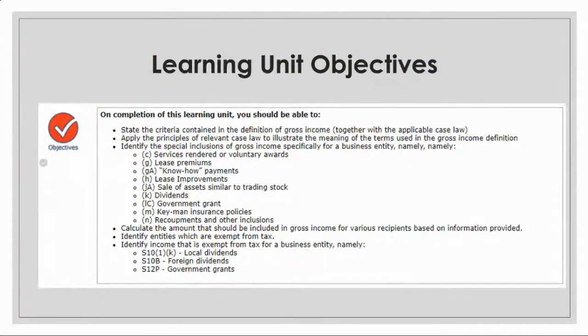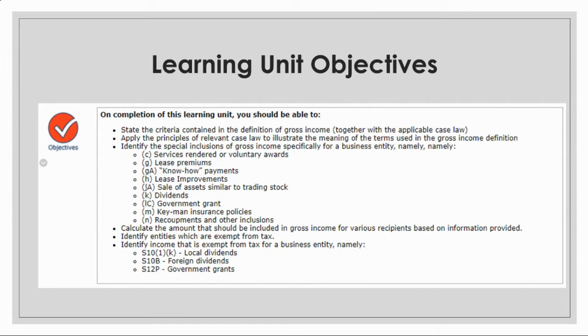Let's quickly look at the learning objectives specifically for this learning unit, what you need to be able to do once you are finished with it. It talks about the criteria contained in the definition of the gross income, so those are the 5 components we talked about, and then the applicable case law. Those are the main things you would use when you get a theory type question to discuss if something is included in gross income or not. Then you need to apply the principles of the relevant case law to illustrate the meaning in terms of gross income. So those first two go together.